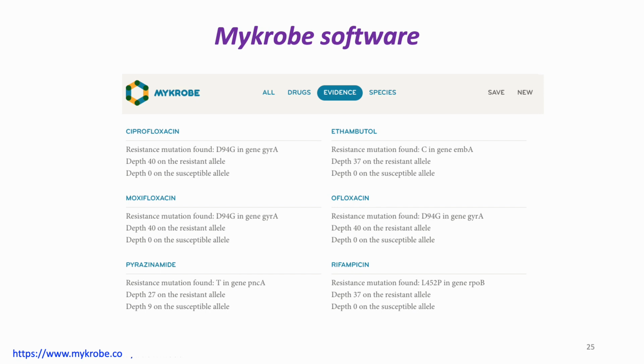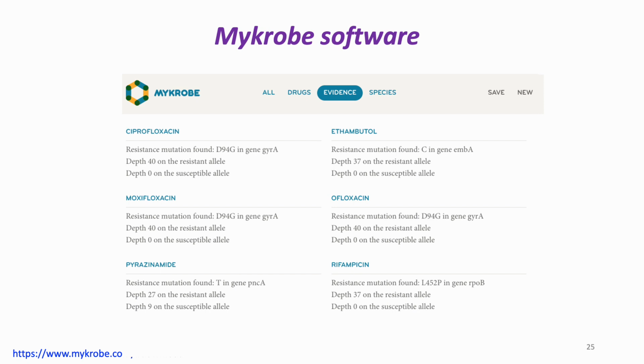If you are looking for the evidence of these resistance patterns, you can see, for example, for the fluoroquinolones, for example, ciprofloxacin, moxifloxacin, and ofloxacin, we have a D94G in gyrA. So this is a high confidence mutation that has been found in this sample.